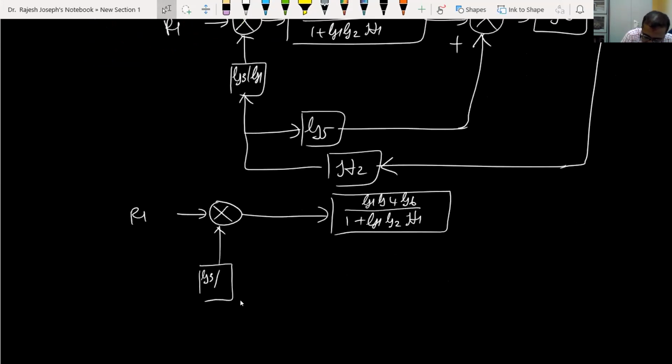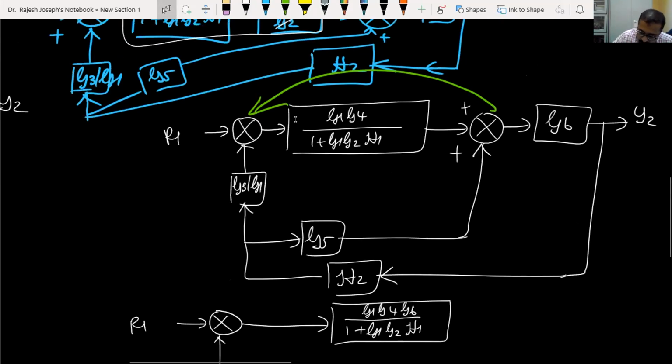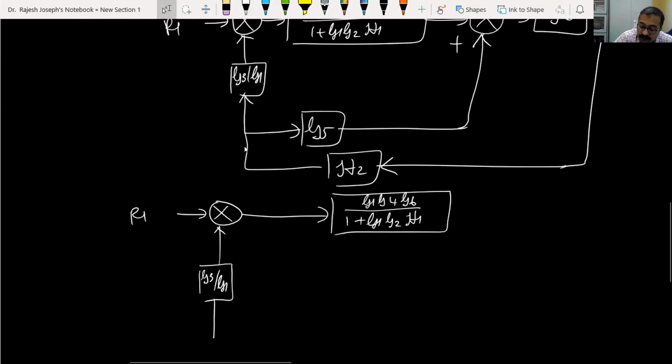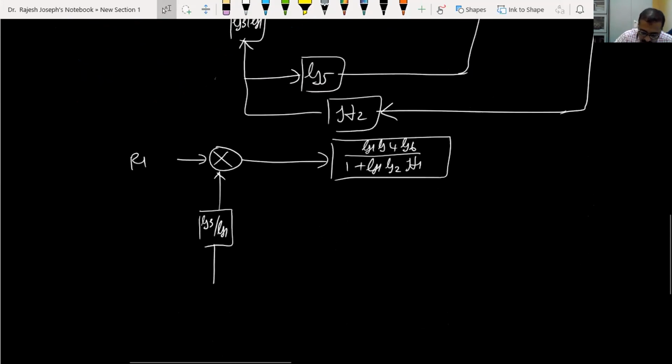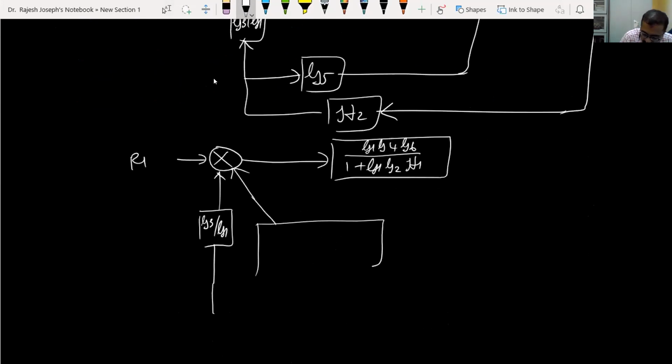So here already I have G3 by G1, right? This summing point has been shifted to this side. So what happens? This is not G5 anymore. This will be G5 divided by this block gain. So what will be that? If you do that simplification, you will get G5 into 1 plus G1, G2, H1, whole divided by G1, G4, right? So other things will be as usual, H2.